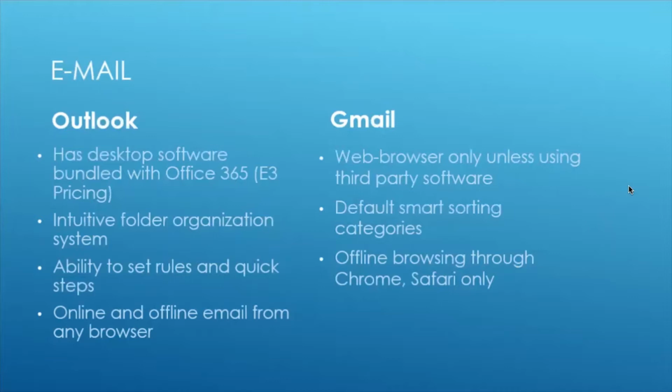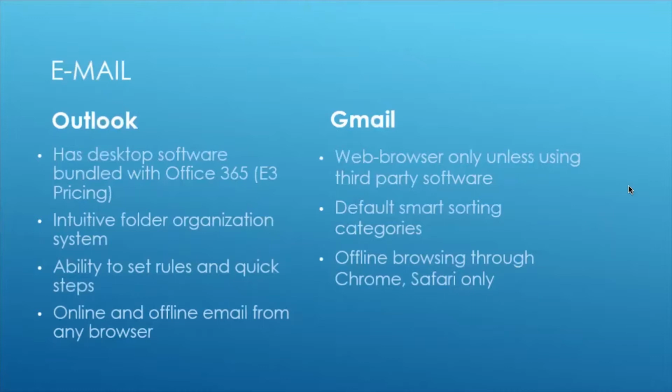Rules and quick steps are really, really nice because anything that you do repeatedly, you can set to automate. With a click of a button, you can send a certain type of reply. You can forward an email. You can set a rule to just automatically forward certain emails or route them to different folders. Unfortunately, those sorts of features are not available in the Google product.